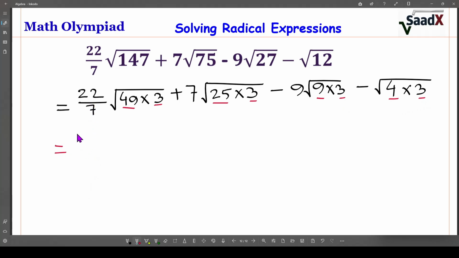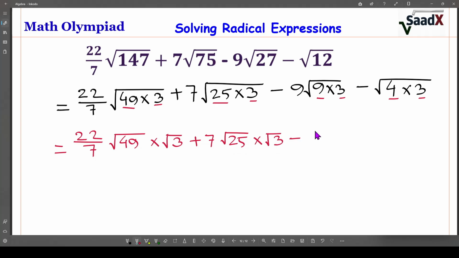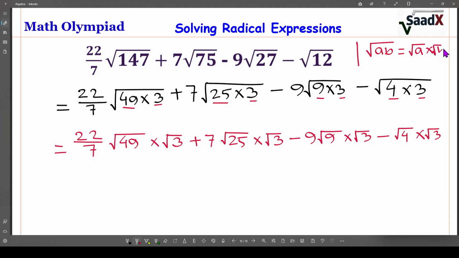So this one we can write 22 by 7, here is root 49 times root 3, plus 7 root 25 times root 3, minus 9 root 9 times root 3, minus root 4 times root 3. Why? We know root AB equals root A times root B.